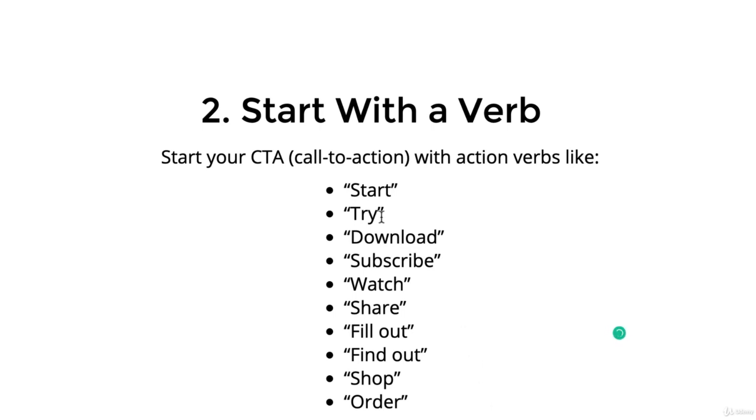Now, some of these action verbs like start or try are great to use because they don't seem as committal as something like buy or shop. And that's why a lot of sites, even online course sites like Udemy, will say try any course, enroll today instead of buy or shop, because it sounds like not a big commitment. So if you have the option, try and pick a verb like start or try that doesn't sound like as big of a commitment like shop or order.